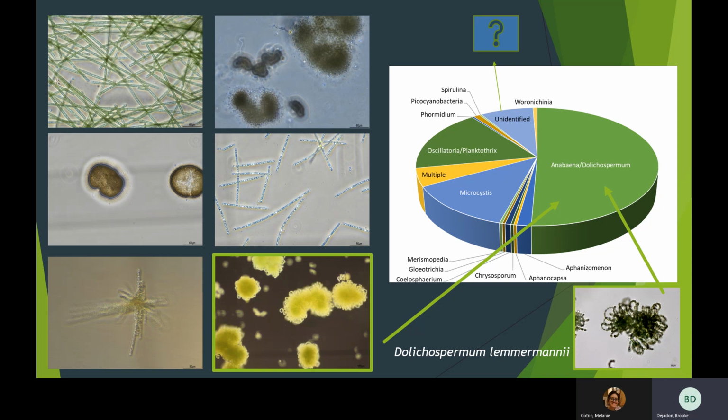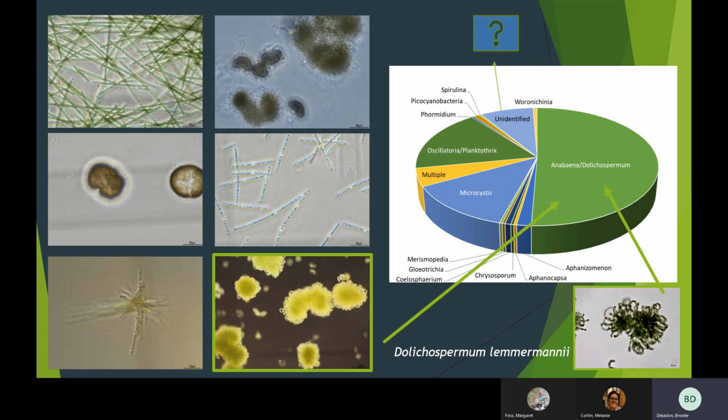And for example, Woronichinia, we think was identified as Coelosphaerium in the past. So having those notes is important for looking at trends that we might have. We've been calling it Anabaena forever, but now it's Dolichospermum. We're talking about the same thing. And these images on the left are just six of the more common ones I see.